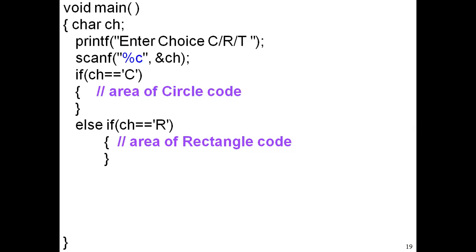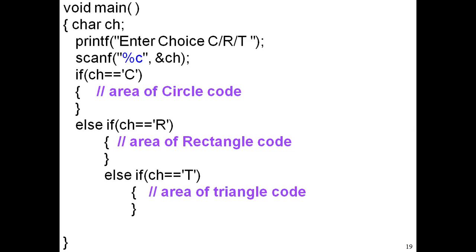But it can be something else also, apart from C, R, T. So don't take a chance, do condition checking. Else if choice is T, then find area of triangle. Now this else says that choice is not T, then there is an error.